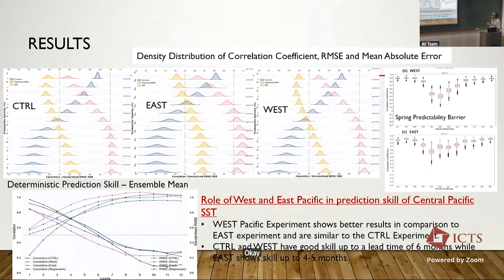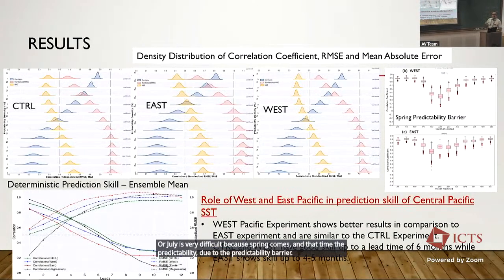Okay, so what we find is that, first of all, this model is not giving you the physical barrier. You know, ENSO has a physical barrier, it is called the spring predictability barrier. So if you go from January and you are trying to predict the SSTs in June or July, it's very difficult, because spring comes and at that time, due to this predictability barrier, that signal is lost. So this model does not outperform or does not give physically some answer to the spring barrier. So the spring barrier stays whatever model we choose.